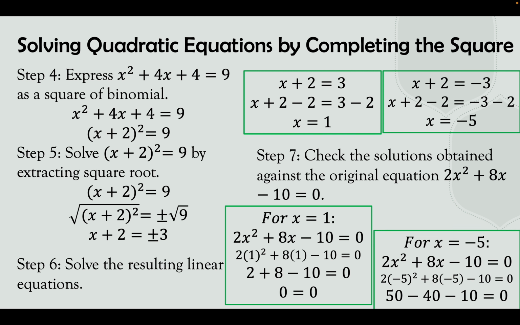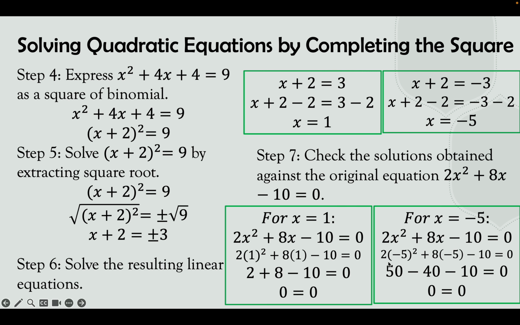Now let's try -5. So we have 2(-5)² + 8(-5) - 10 = 0. So (-5)² is positive 25. 2 times 25 is 50. 8 times -5 is -40, minus 10 equals 0. So 50 minus 40 is positive 10, minus 10 is 0, so 0 = 0.